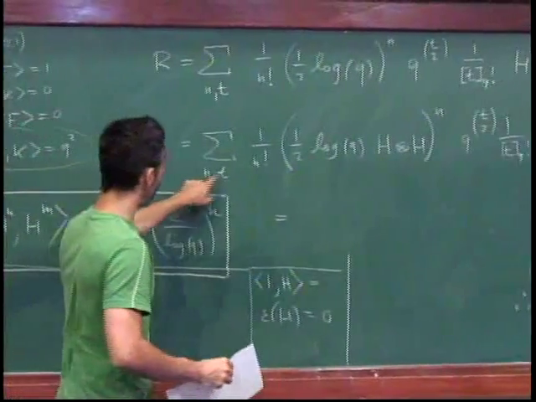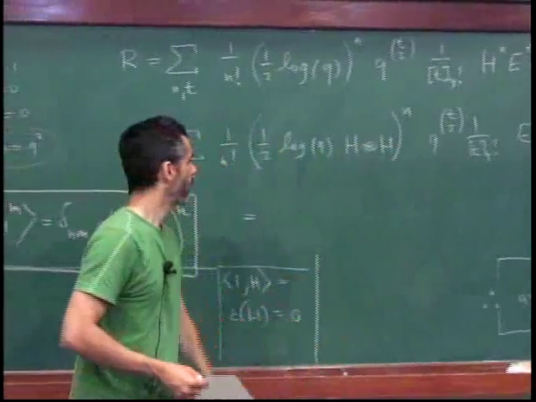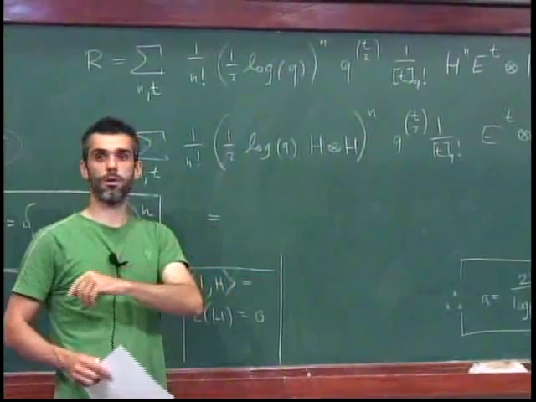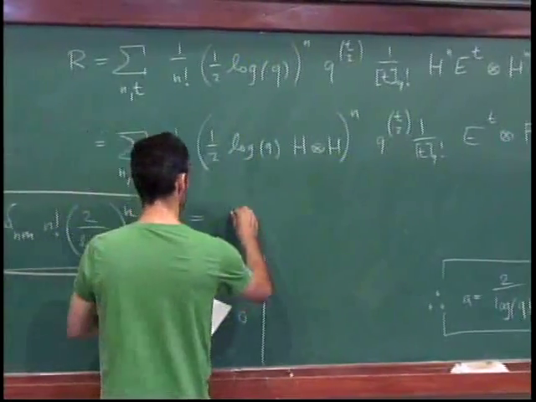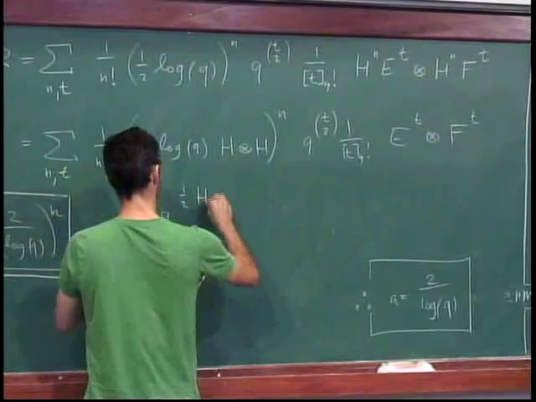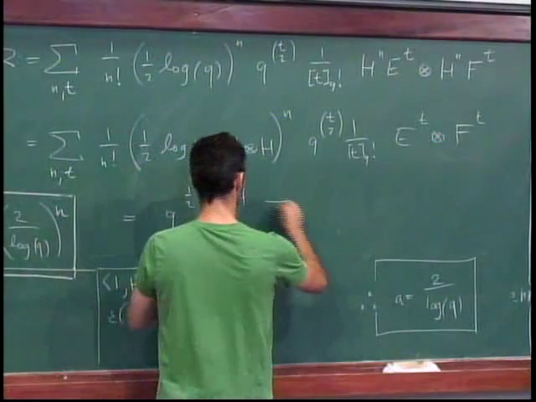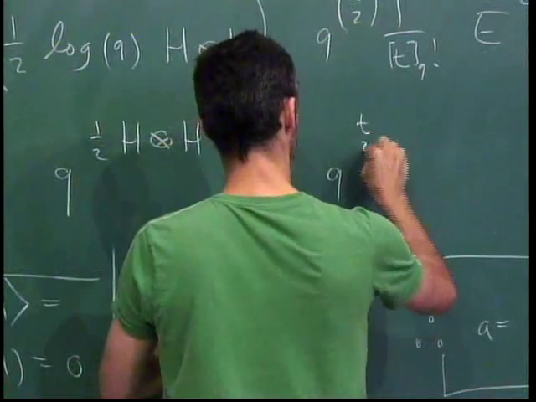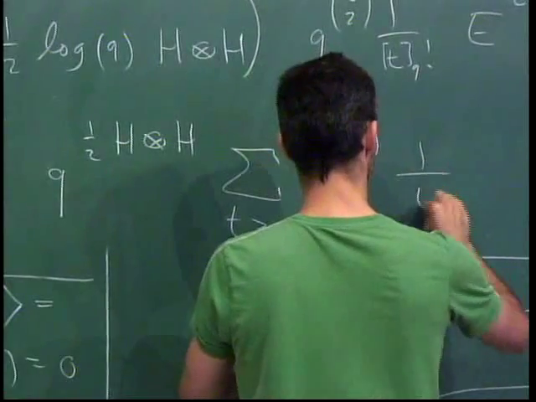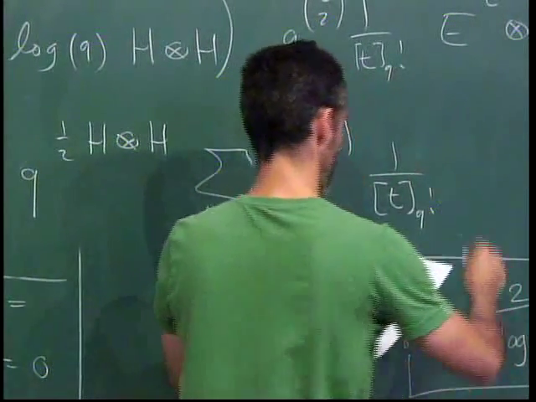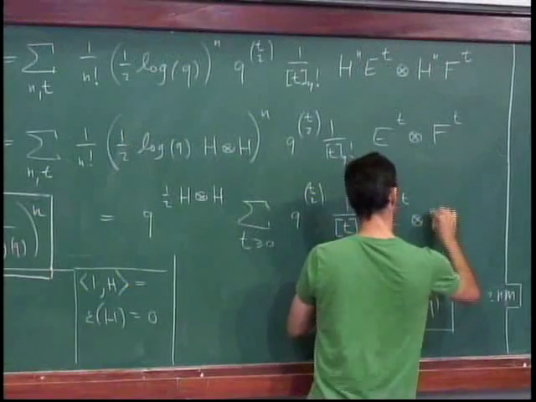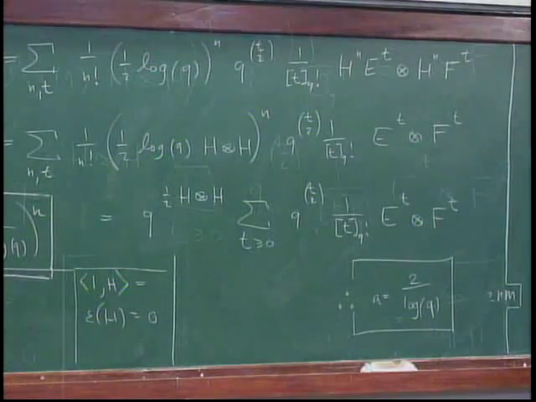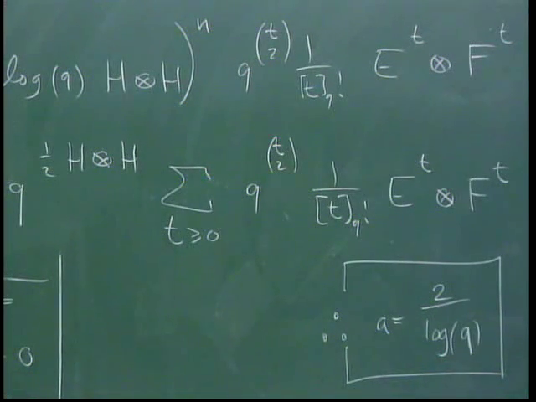Okay, so we have that expression, and then what do we do? Summation over n, 1 over n factorial, something to the n. We can rewrite it as e to the something. That something has a log q in the middle. That log q goes away. And then we rewrite it as q to the 1/2 h tensor h. Summation now only over t. q to the this, 1 over the quantum factorial, e^t tensor f^t. So that's a great formula. So let me rewrite it once more.